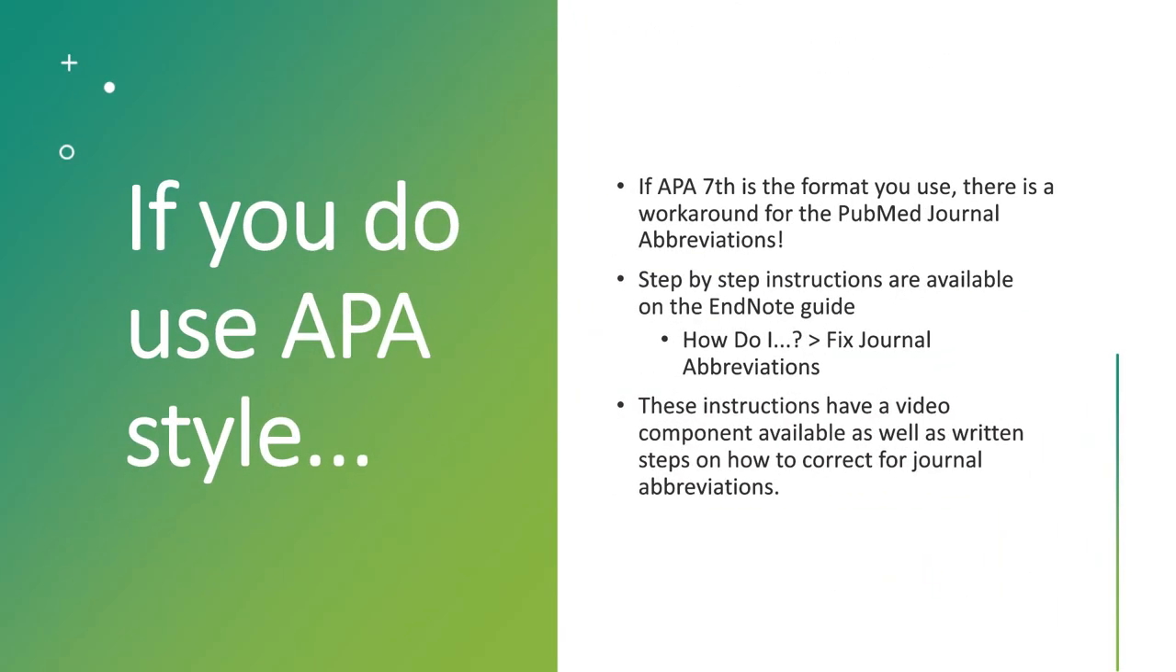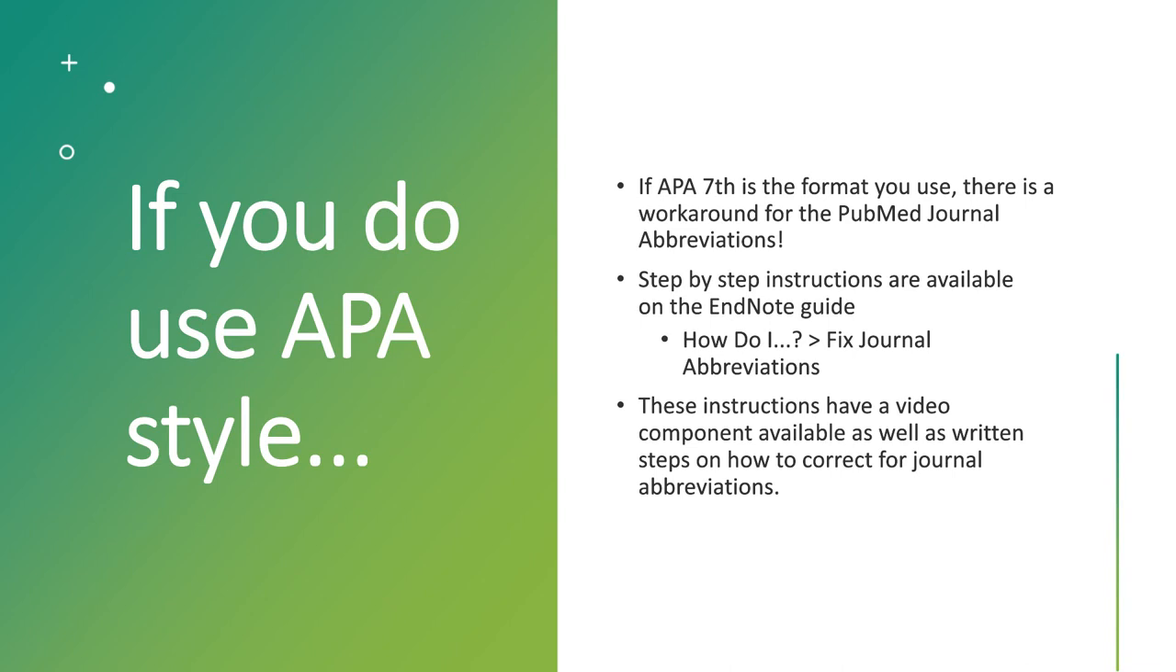Just as a quick aside, if APA 7th edition is the format that you are using, there is a workaround for PubMed journal abbreviations, and there are step-by-step instructions on how to set this up on our EndNote guide. It's on the How Do I tab, and then you can select Fix Journal Abbreviations. There's a link to a video that walks you through the process, and then there's also written out steps for how to correct those journal abbreviations.